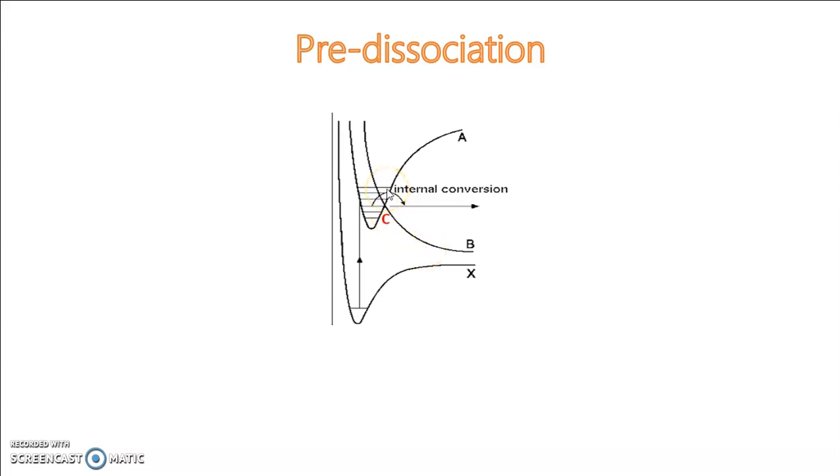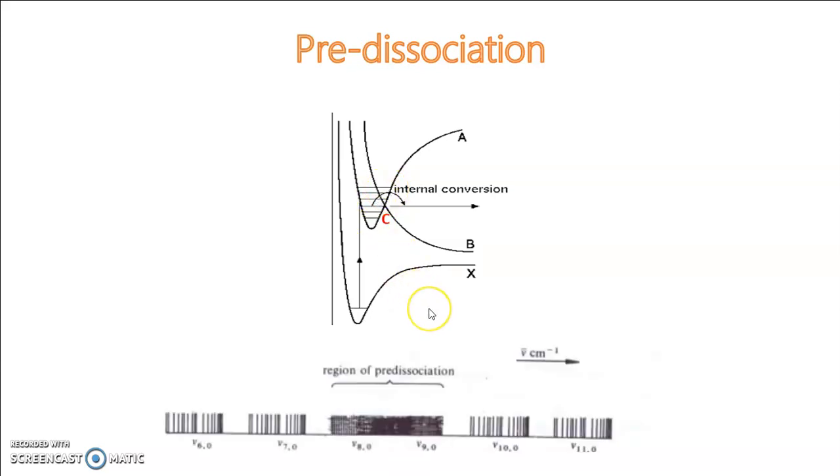But above the point C, the molecule may have normal transitions with sufficient intensity and the spectrum would be like this. That is, there would be a region of pre-dissociation maybe, along with strong transitions on the lower wave number side and the higher wave number side. This is the concept of pre-dissociation.